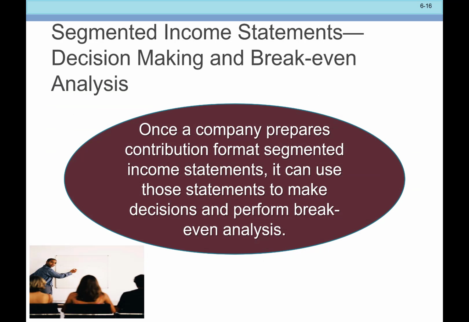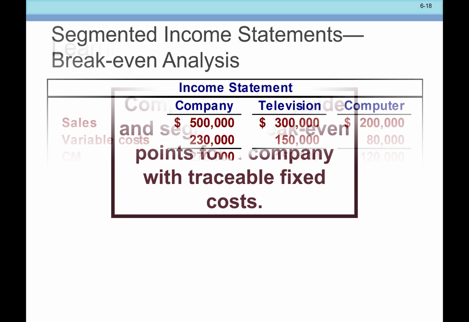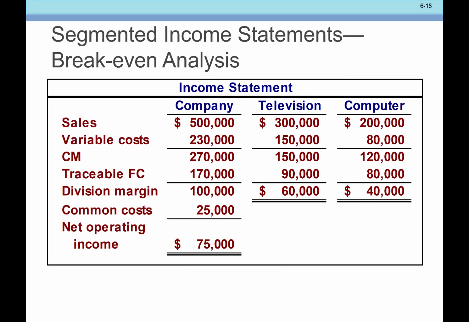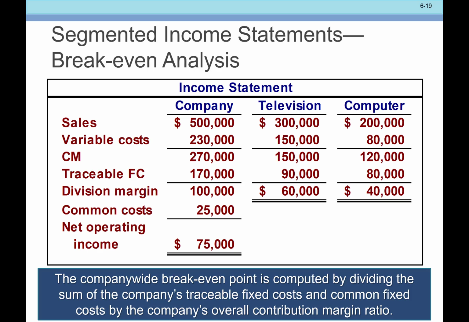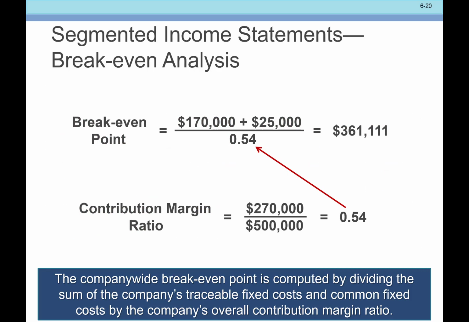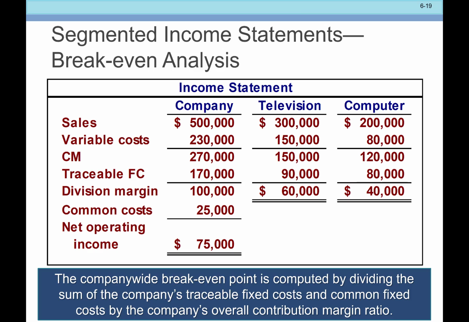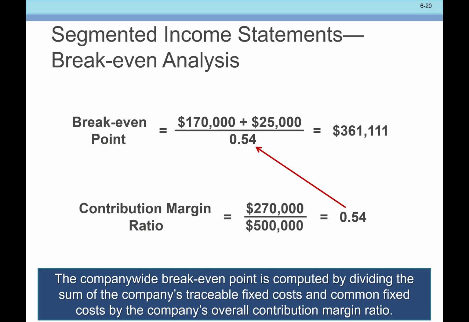All right? So once we have set up our segments the way we've seen here, we can start to do some analysis with these, because we have this division margin, we have a contribution margin per division, we have our fixed cost per division, and if we want to do some sort of break-even analysis on the two divisions, easy enough. Well, first we could do it company-wide. Company-wide, we take all of our fixed costs, 90 plus 80 is the 170. We're going to add the common fixed cost. So we add all that together, 170 plus 25.